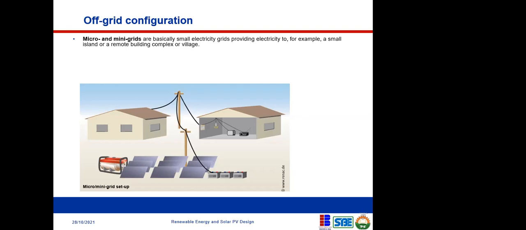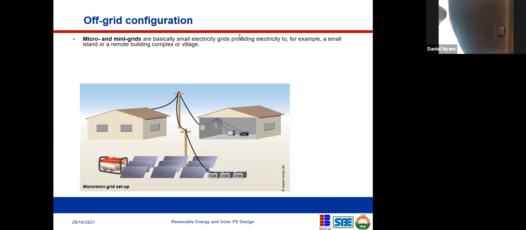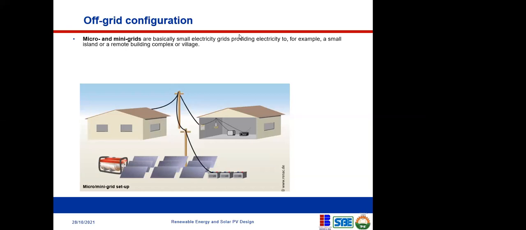In some cases, you could combine that with a generator. In some cases, you could combine that with generator and batteries and all of that. So depending on what works best for you, when you do your financial modeling and all of that, whatever works best for you is what you adopt.